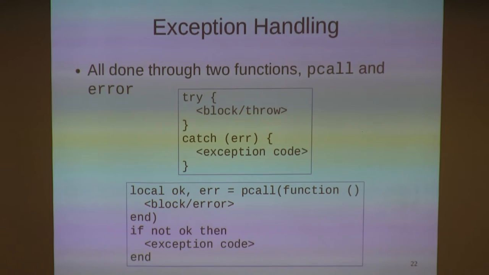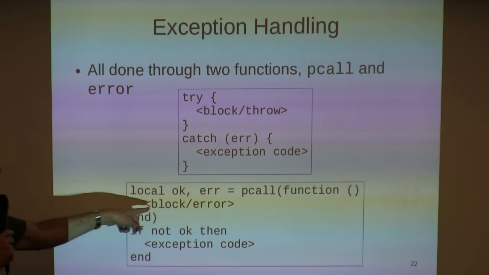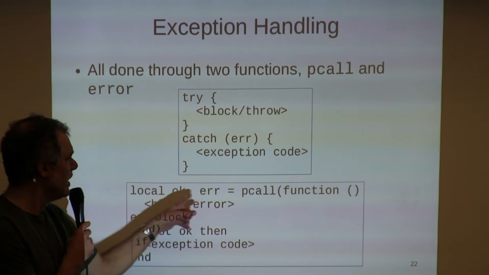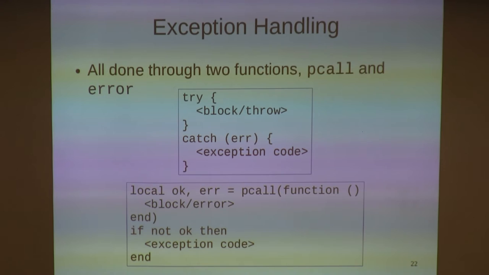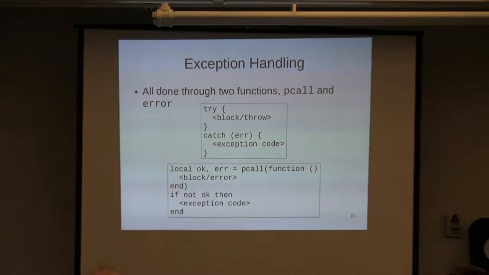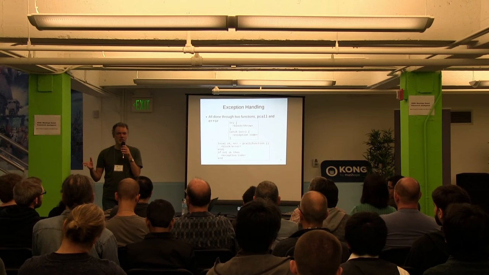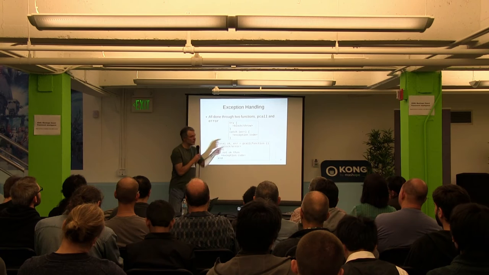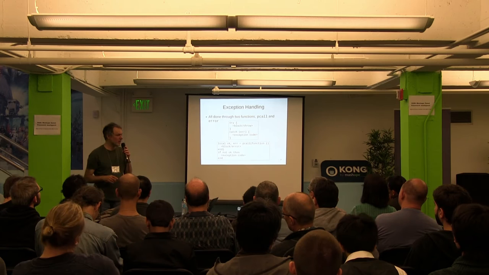And the main point of pcall is that no error ever escapes. Pcall always returns with two results: the first is a boolean telling whether there were errors during the execution of the function or not, and the second is either the result of the function, if there were no errors, or the error message if there was an error. So we have this function, pcall, and the second function is just error, that throws an error. When you call error with any value, it stops the execution of whatever you were running, and pcall returns with that. Then you can check the OK, and here inside you can use this error object as the object that was thrown by the error.